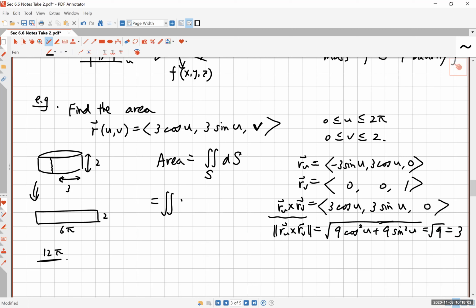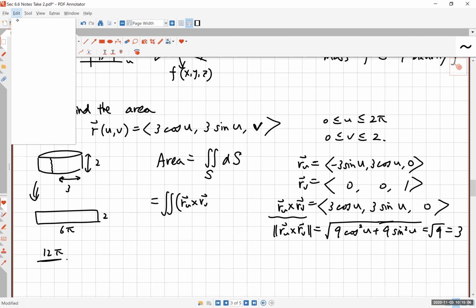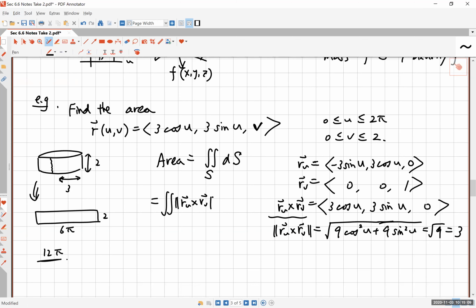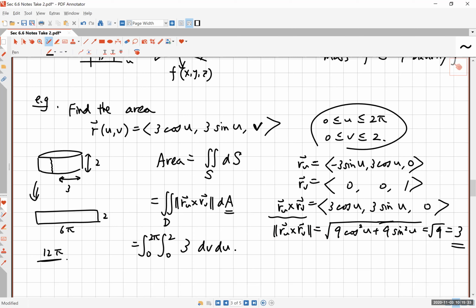Now remember, this is the magnitude of Ru cross Rv. And remember, this dA has to do with the domain D. D is defined by this. So the answer is u goes from 0 to 2 pi, v goes from 0 to 2. Now you have this number 3 in here, and then dv du.